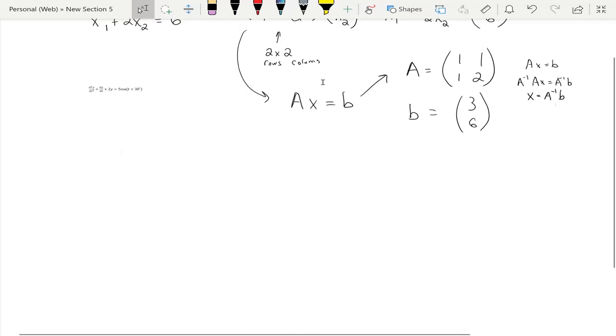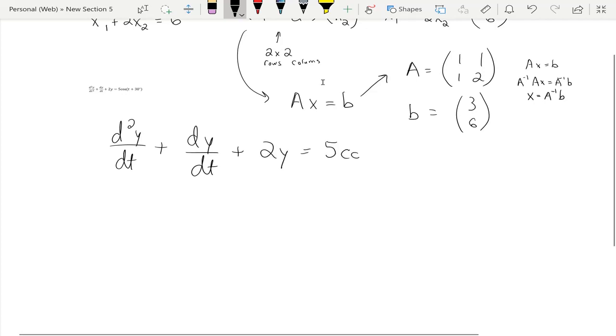I'll just write it here. So we'll say, all right, d squared y by dt squared plus dy by dt plus 2y equals 5 cosine(t plus 30 degrees). Like that. All right, this was the problem I started to do the other day, except I added the 5 cosine(t plus 30 degrees), right? What I just did was I set it equal to a constant.